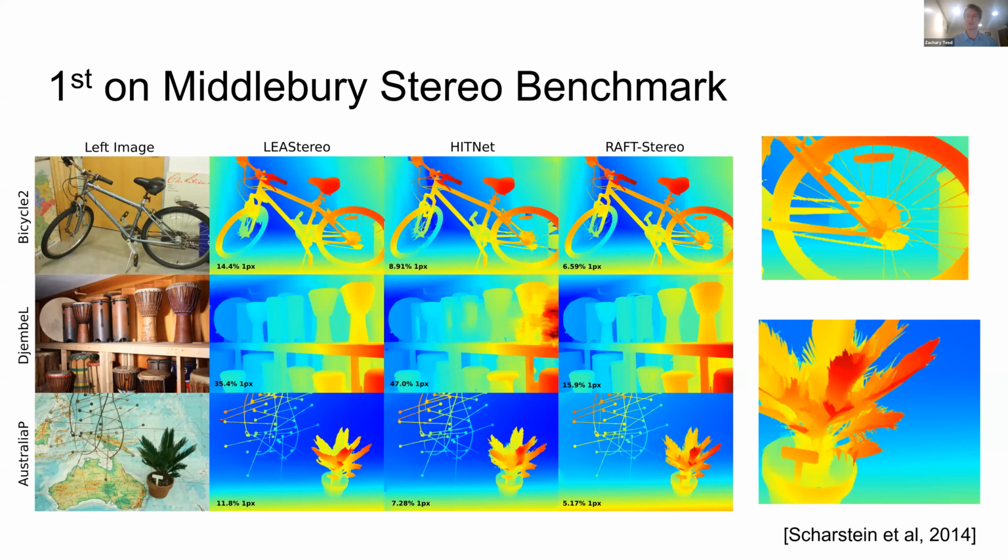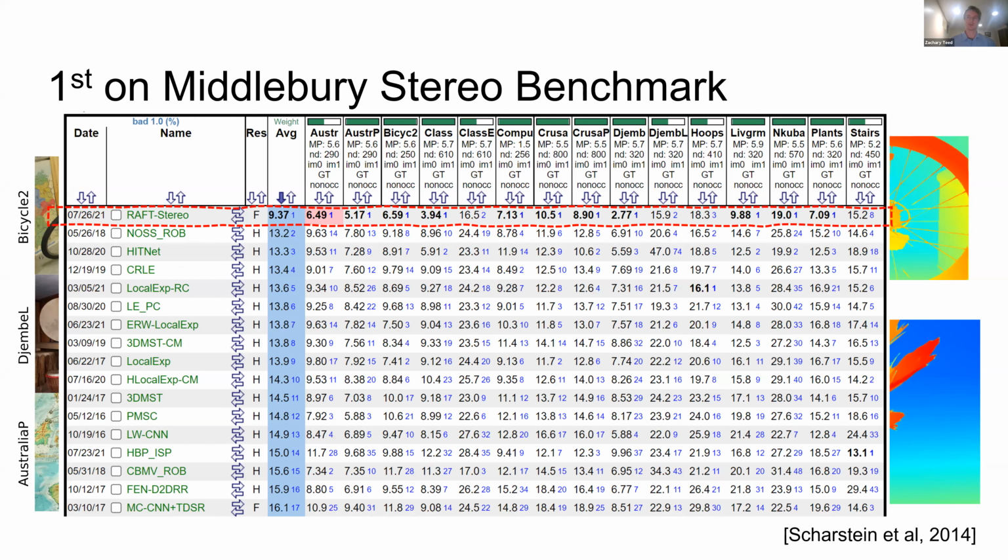This recent paper ranks first on the Middlebury stereo benchmark. You can see that compared to some of these prior deep learning methods, we were able to reconstruct a very high level of detail, like the spokes on the bike or these individual leaves on the plants. If you look at the 1 pixel error on the Middlebury stereo benchmark, we get a 1 pixel error of 9.3% compared to the previous best of 13%.